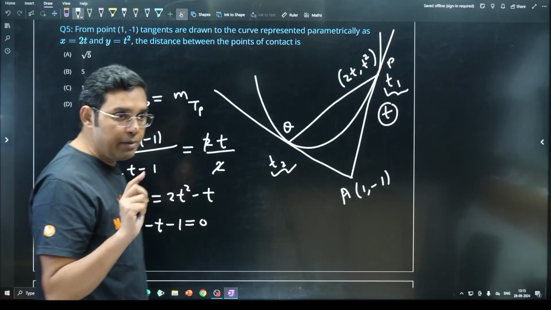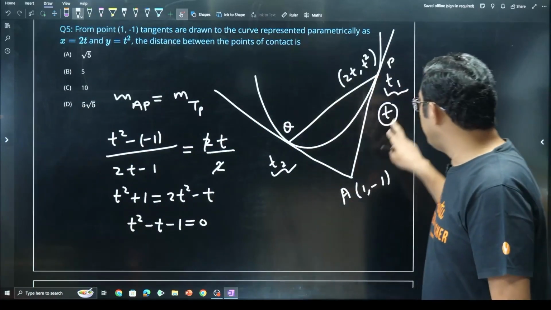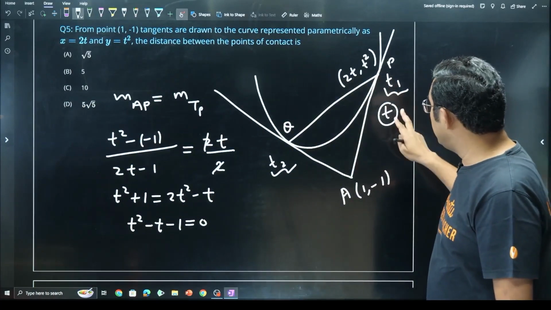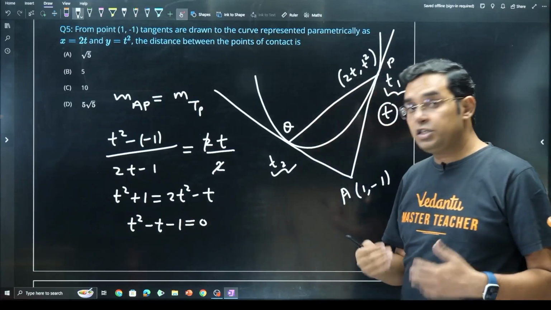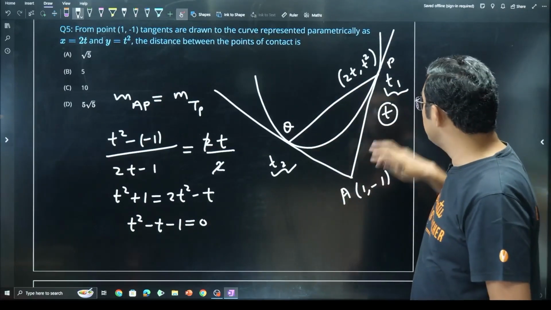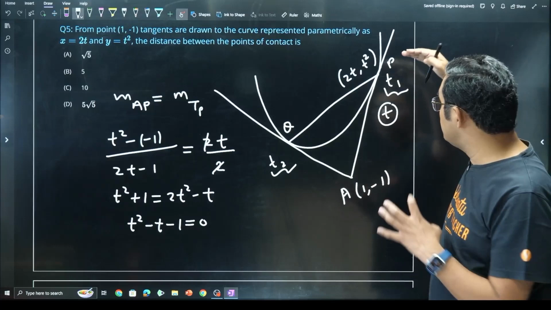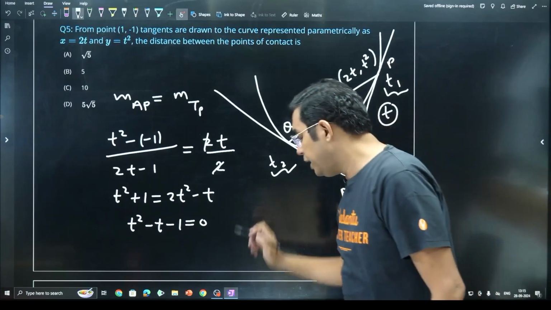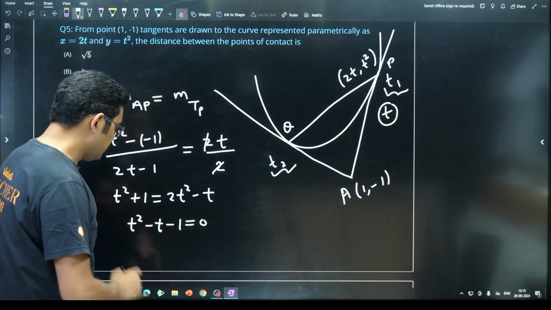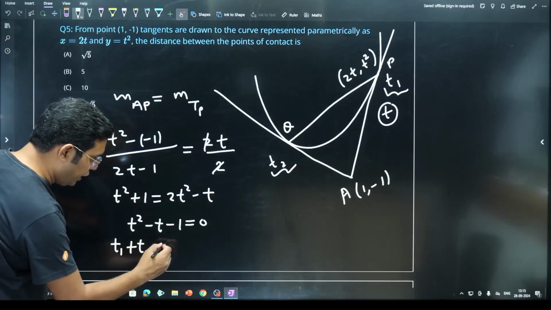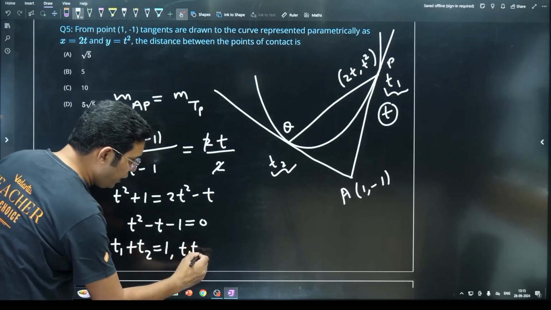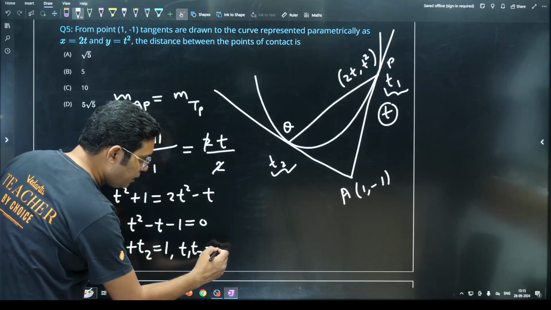Now I was talking about this in the beginning, that though I am taking this point as t, this t can be here or here also, which means this quadratic, which is supposed to have 2 roots, and these 2 roots will actually be the parameters of these 2 points P and Q. So here you can see the sum of roots, you can find t1 plus t2 is 1. Product of roots also you can find, t1 t2 as minus 1.